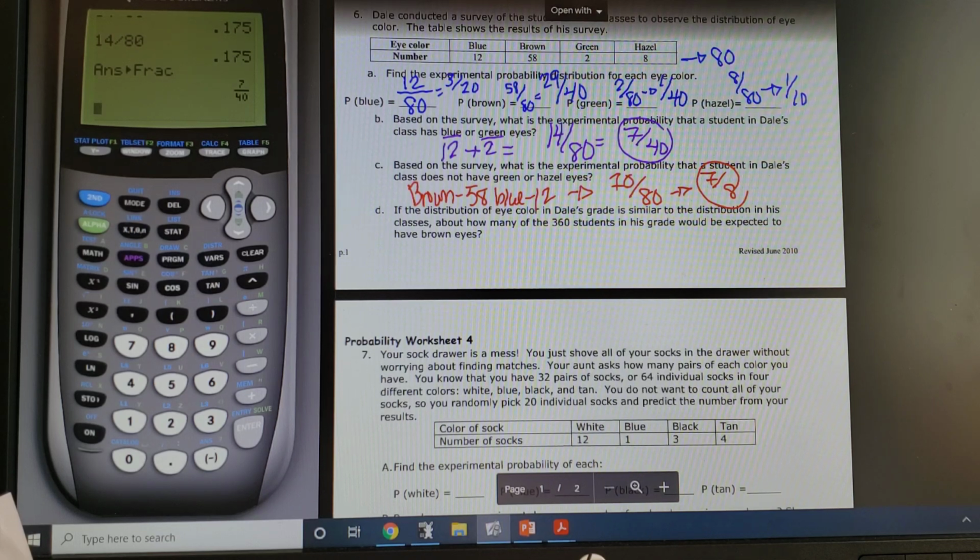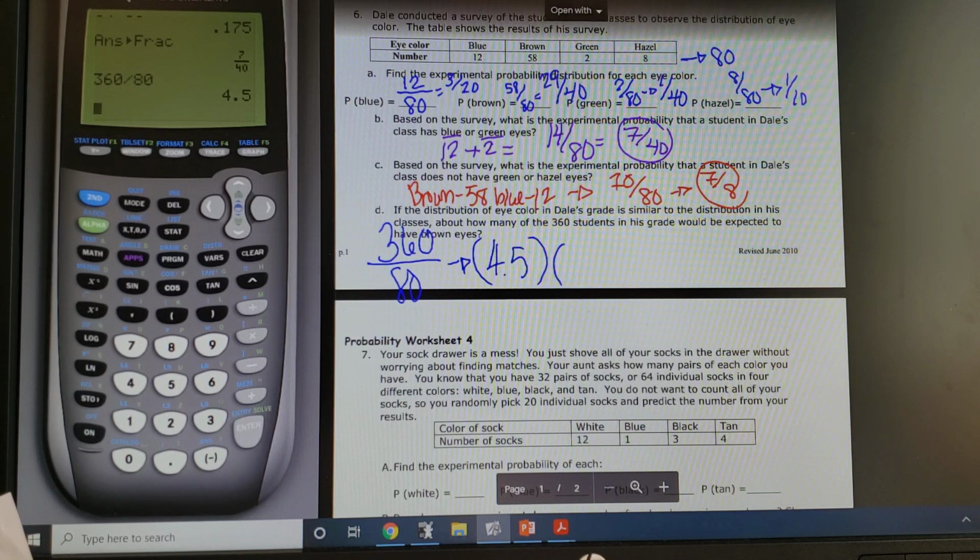Well, okay, how many students were in the survey at first? 80. And we want to know how many times 80 goes into 360. So let's see here. Is it 4.5? Yes, 4.5. Then we have to multiply that by how many students have brown eyes. How many students have brown eyes in his class? 58.